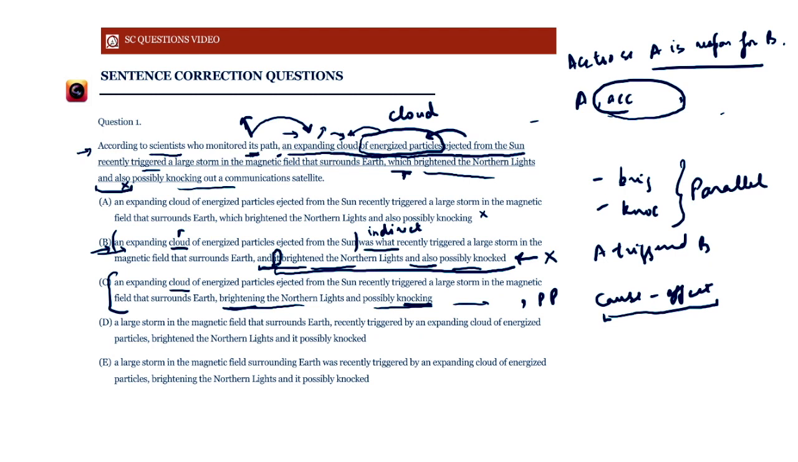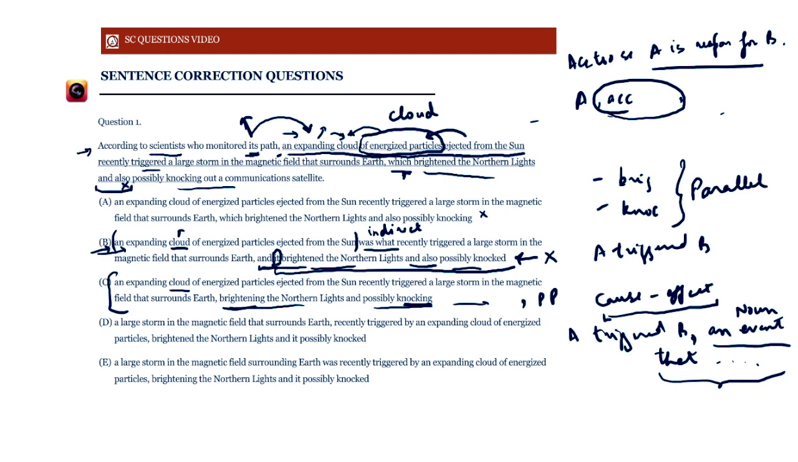Then another structure that GMAT likes to use is the noun plus modifier. So, for example, it could have said, this cloud triggered a large storm, comma, a phenomenon that brightened the northern lights. So a phenomenon or an event. So let's say it could be A triggered B, an event that did something. So here you have a comma, you have an event, which is a noun. So it renames what happened over here. You could use an event or a phenomenon, and noun plus a modifier. This is a that modifier, that did this and this, right? So this is another structure that GMAT prefers.